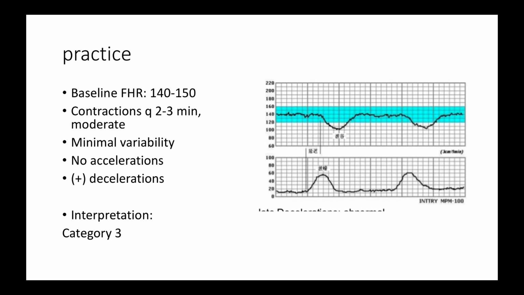Okay, so let's practice. We are given this fetal tracing and we have to give a complete report. First, as I've said, we have to determine the baseline fetal heart rate. In this case, we have 140 to 150 beats per minute. Now, the contractions are moderate and coming in every 2 to 3 minutes. So that's 1, 2, 3. So that's contractions every 2 to 3 minutes. There's minimal variability. There are no accelerations. And there are late decelerations. So the interpretation for this strip is category 3.